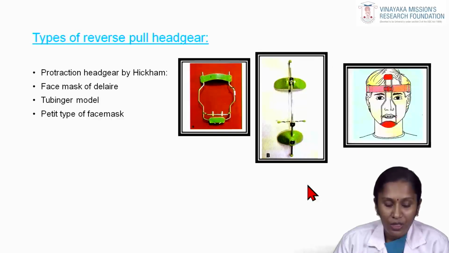Coming to types of reverse headgear, in this diagram, first slide, you can see the protraction headgear by Hickman and the face mask of Delaire. Here, this is the Tubingen model and this is the Petit type of face mask.